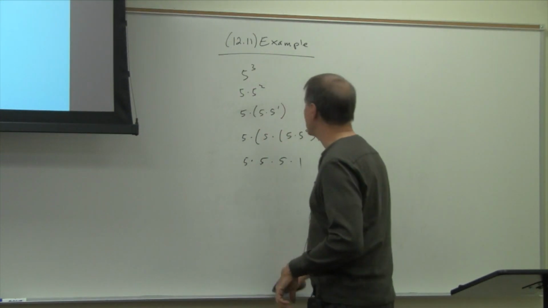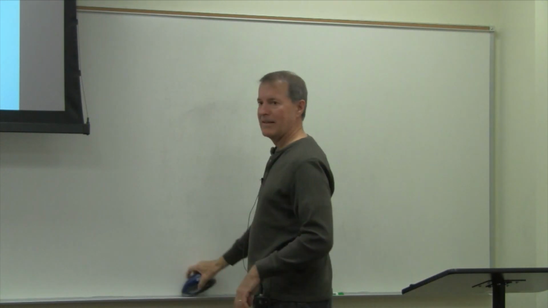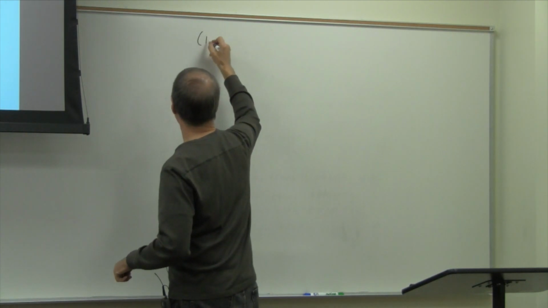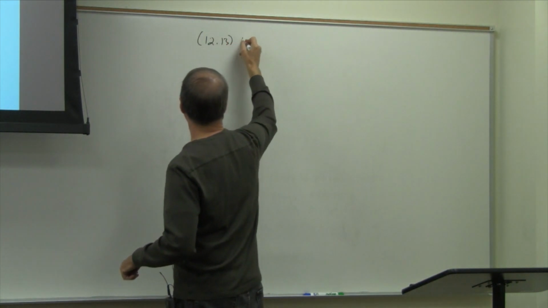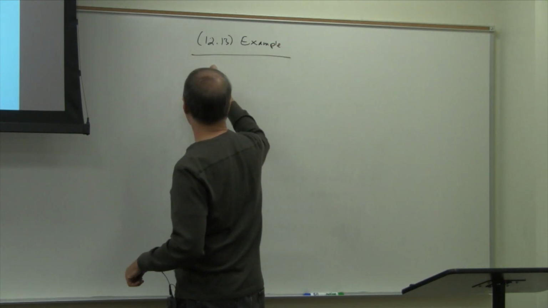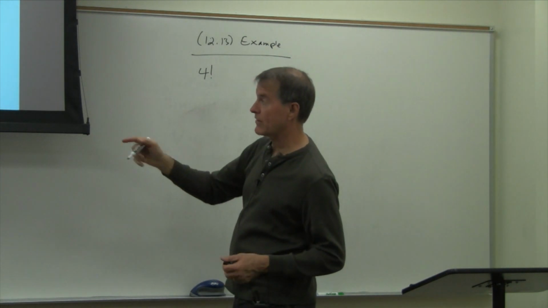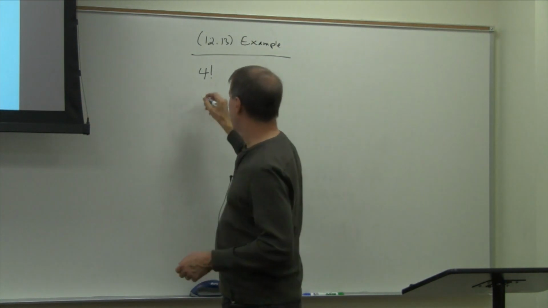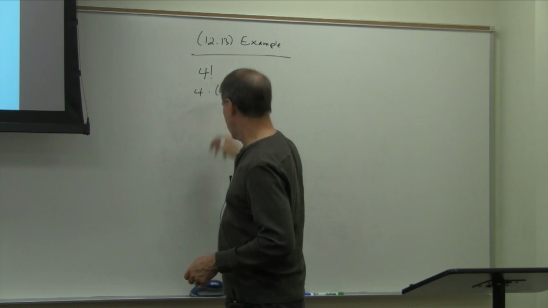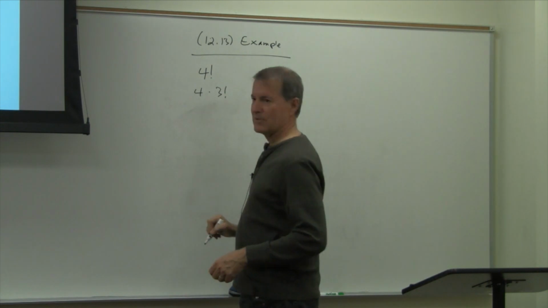Now let's take a look at the definition of factorial. You guys know what factorial means? Isn't it like 5 factorial is 5 times 4 times 3? That's exactly right. So 12.13 example. What is 4 factorial? By definition, what does it say there? It's 4 times 4 minus 1 factorial. So it's 4 times 3 factorial, right?